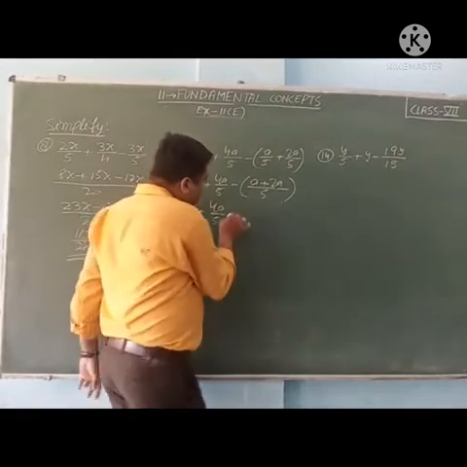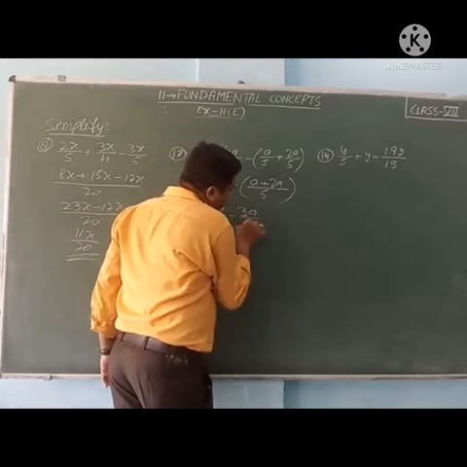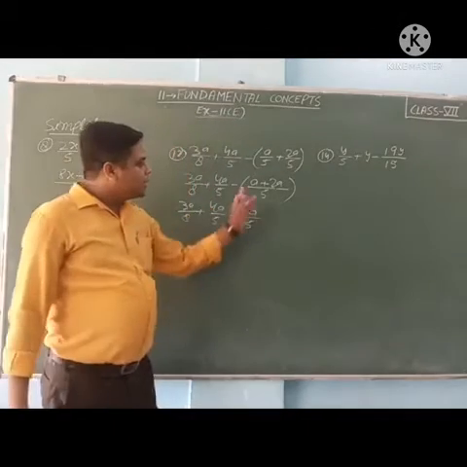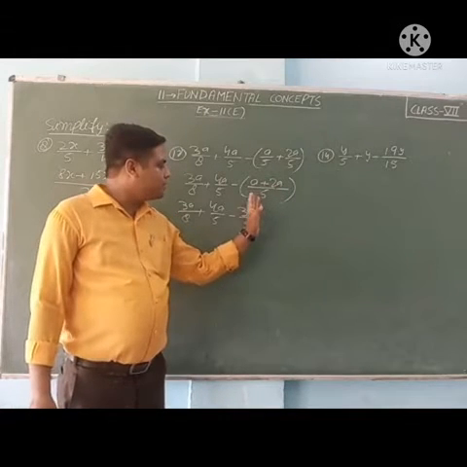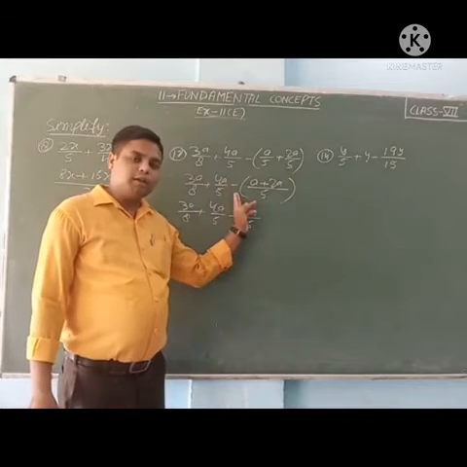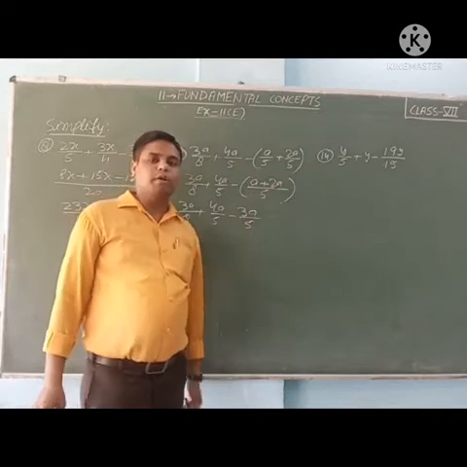So minus plus minus. Listen again. a plus 2a, 3a upon 5 inside the bracket. Positive 3a upon 5. Outside the bracket is minus sign. So minus plus minus 3a upon 5.